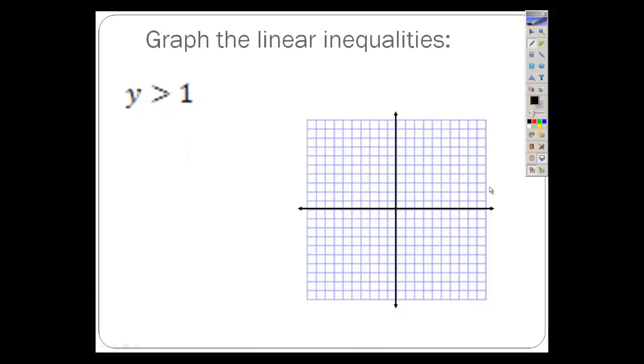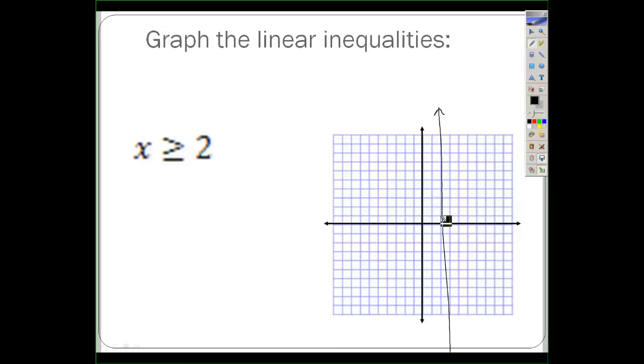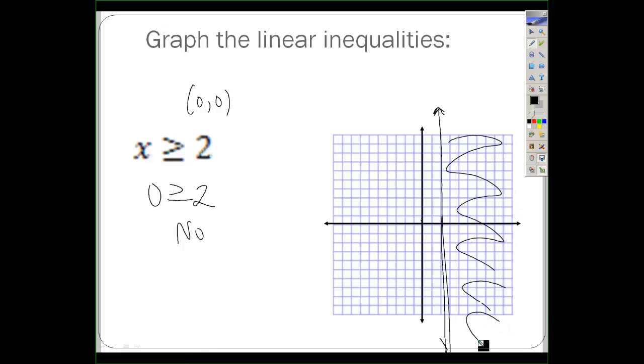One more for good measure. If y equals a number is a horizontal line, then x equals a number is a vertical line. So I'm going to graph x equals 2. Right there. I know that I need a solid line because of the greater than or equal to. And the last thing I need to do is just figure out which side to shade. So if I plug in 0, 0, 0 is greater than or equal to 2. That's not true. 0, 0 is the coordinate right in the middle. That's not a solution. Therefore, I need to shade in the right-hand side.